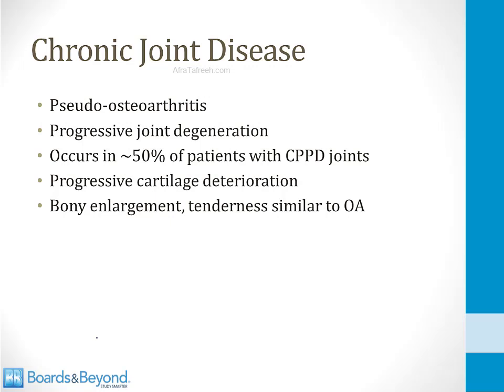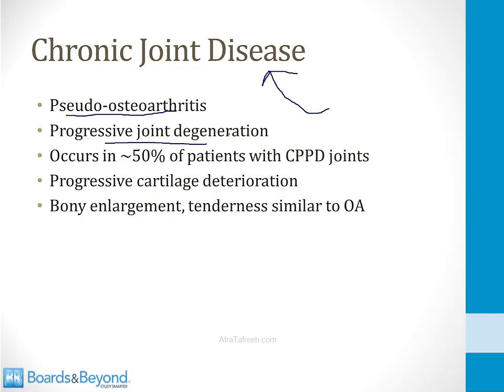The third way that CPPD can present clinically is as chronic joint disease. This is sometimes called pseudo-osteoarthritis because it looks just like osteoarthritis. Patients present with complaints related to progressive joint degeneration. And if you study patients who have asymptomatic CPPD in their joints, about 50% of them will go on to develop chronic joint disease in those joints, similar to osteoarthritis.